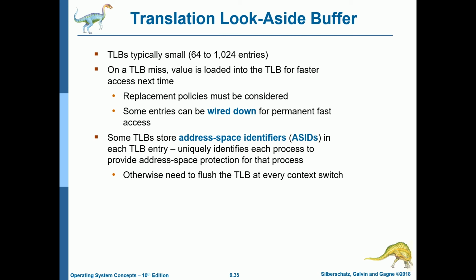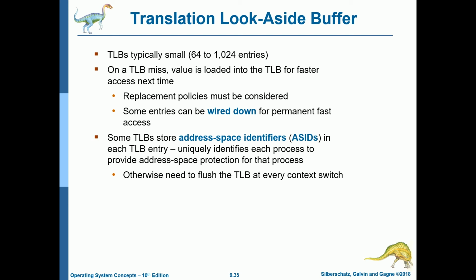The TLB is used with page tables in the following way. The TLB contains only a few of the page table entries. When a logical address is generated by the CPU, the MMU first checks if the page number is present in the TLB. If the page number is found, its frame number is immediately available and is used to access memory. As just mentioned, these steps are executed as a part of an instruction pipeline within the CPU, which adds no performance penalty compared with a system that does not implement paging.